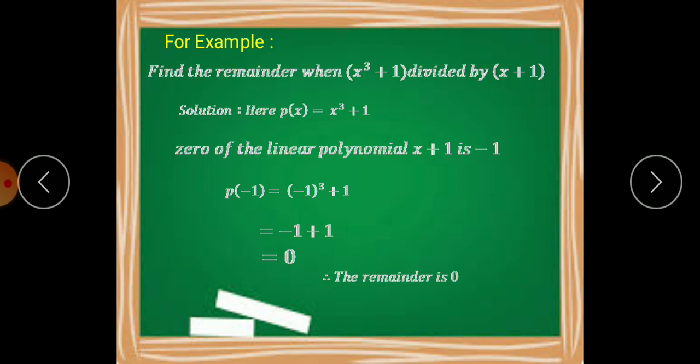Let us substitute this minus 1 in place of x in the dividend. So p of minus 1 is minus 1 whole cube plus 1, that is minus 1 plus 1, and the remainder is 0. See children, from our lower classes, we have learned that when the remainder is 0, the divisor is a factor of the dividend.